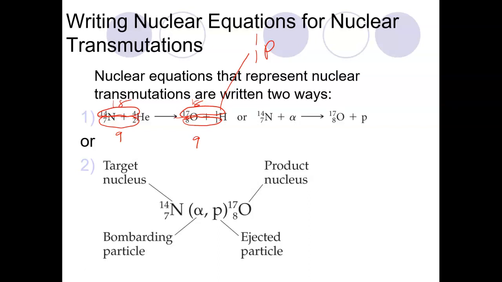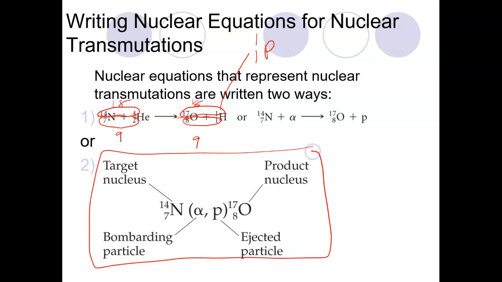So the shorthand notation for the fancy nuclear chemists looks like this down here. So this is for the same reaction that's in number 1. So what they do is the target nucleus is the one that's not being accelerated, the one that's going to get smashed into.